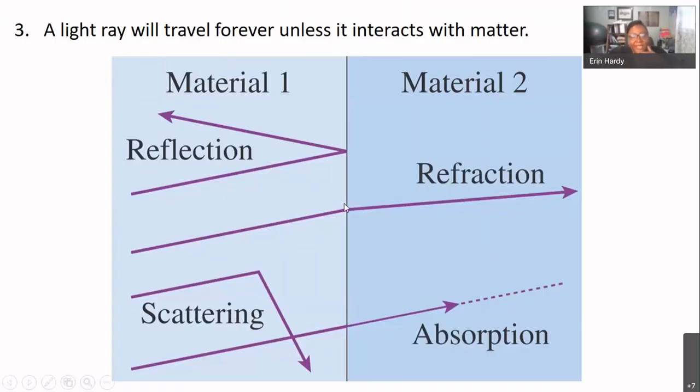So number 3, if we have a light ray that is not interacting with any matter, we can assume that it's going to continue traveling in the same direction that it started. It's not going to speed up or slow down. And unless there is some matter to get in its way, we can assume that ray is going to continue propagating forever.